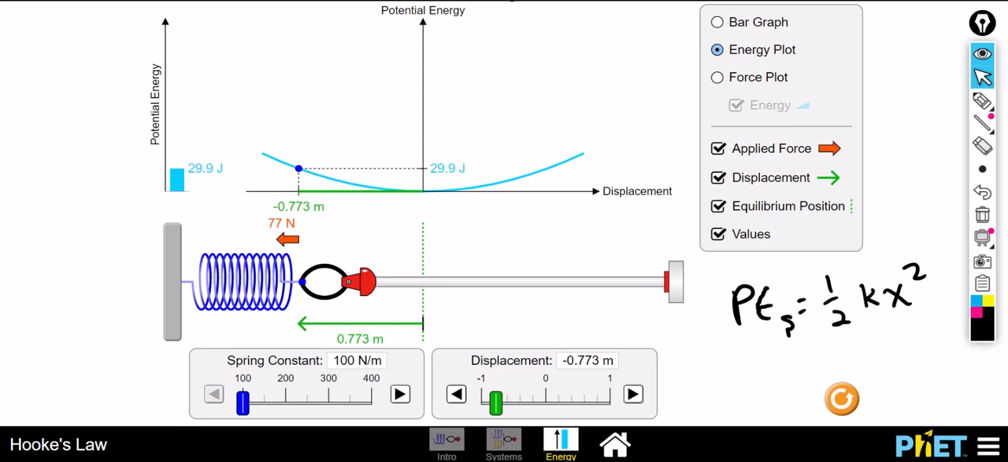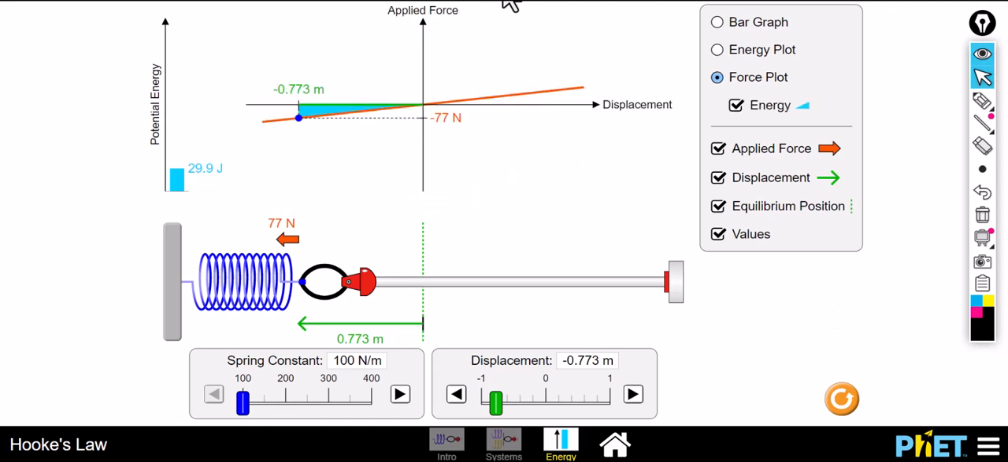Here it is being compressed. So the applied force is going in the left direction toward the wall. We understand from nature that the spring is being compressed and wants to push against this red force. So in this case, we have 77 newtons going in this direction from the spring. I quite like to look at the force plot as well. And let me take the energy one off here. But notice that this is a force versus displacement.